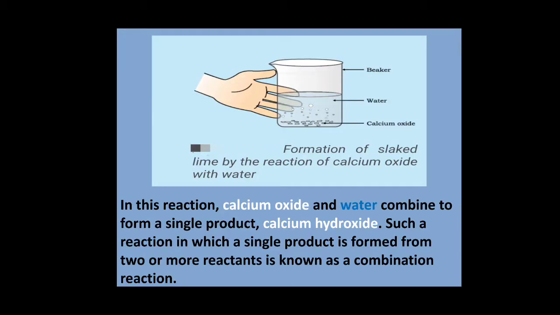So in the beaker we will add some water to the calcium oxide, and whenever this process happens, you will be able to see that a large amount of heat is produced in this type of reaction. So in this reaction, calcium oxide and water combine to form a single product, calcium hydroxide. Such a reaction in which a single product is formed from two or more reactants is known as a combination reaction.